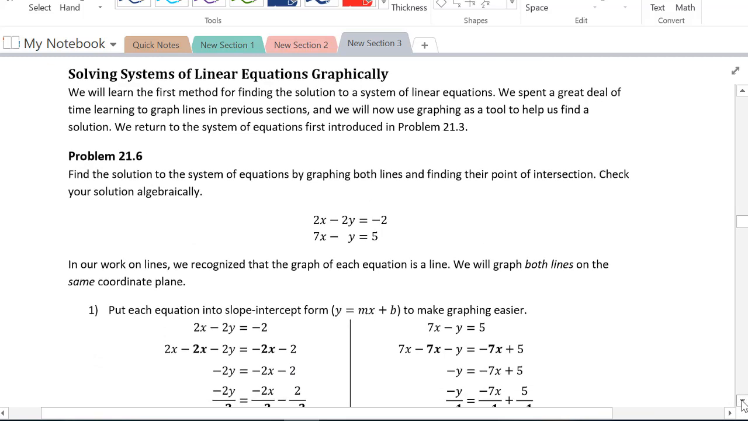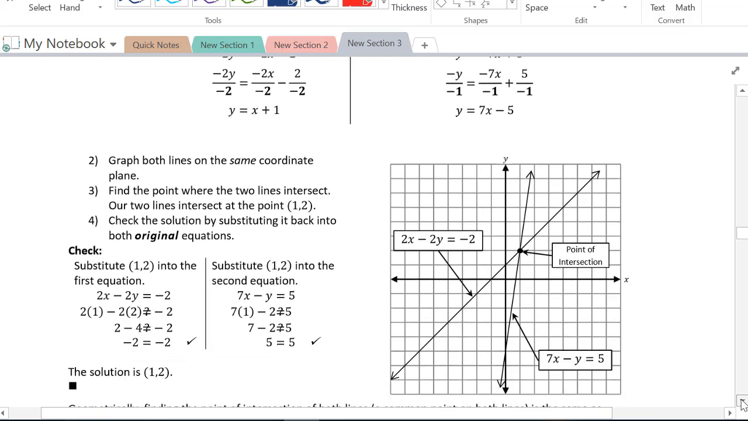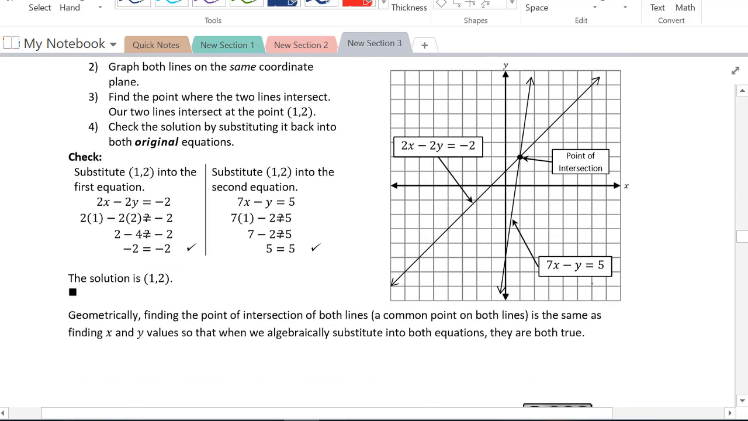All right, so now we're going to look at solving systems of equations graphically, okay? So how do we solve a system of equations graphically? Basically, when you graph the two lines, okay, the solution to the system is the point of intersection. Okay, when you graph these two lines, they are going to intersect at a point. The point where they intersect is their solution. Let's see how that works.